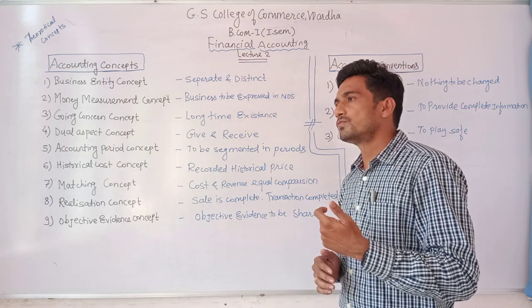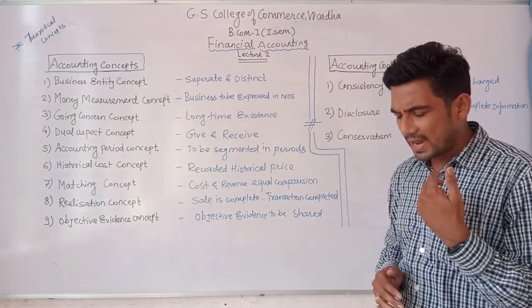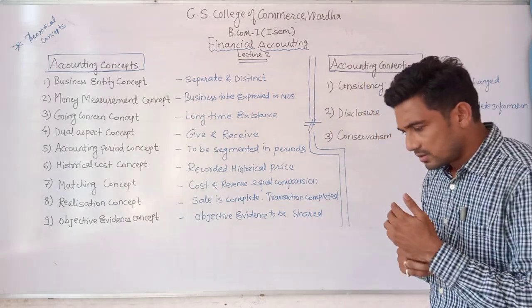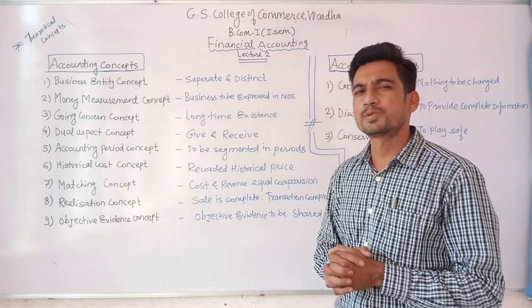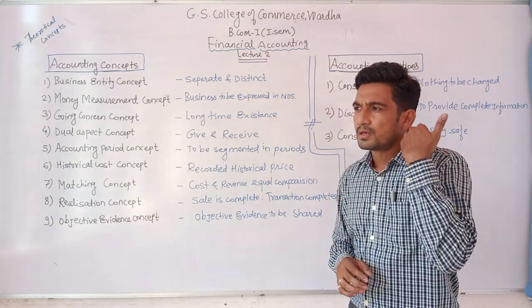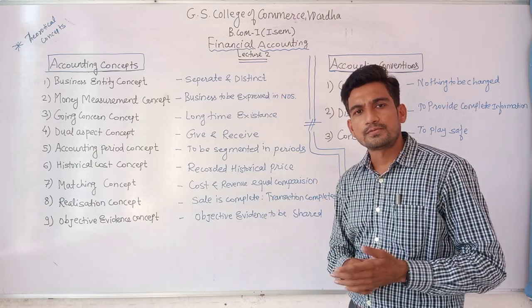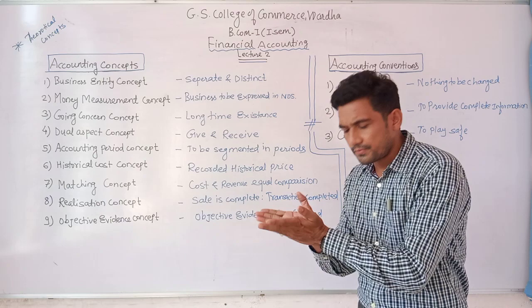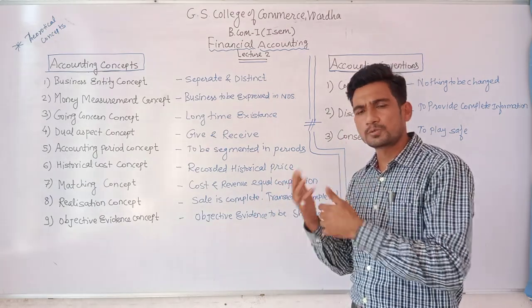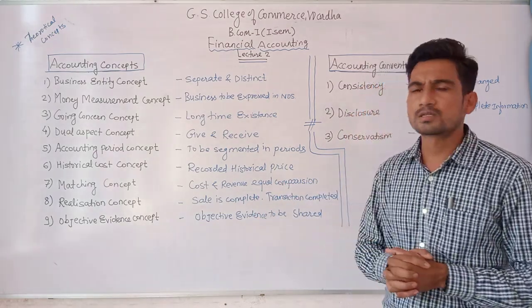But we have to assume. Why do we have to assume? Because when we plan a business, the person who is planning it has something in his mind: that this business is going to be there even after his life, for his family, for his friends, for his partners. That is called the going concern concept.